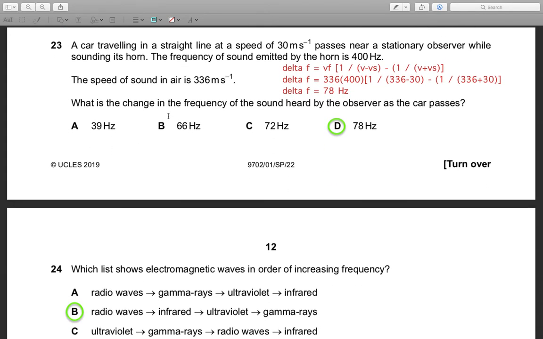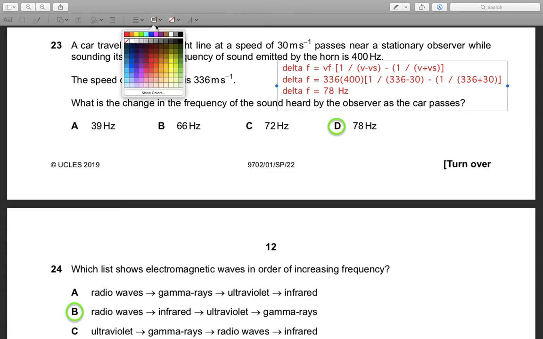Number 23. A car traveling in a straight line at a speed of 30 meters per second passes near a stationary observer while sounding its horn. The frequency of sound emitted by the horn is 400 Hz. The speed of sound is 336 meters per second. What is the change in the frequency of the sound heard by the observer as the car passes?